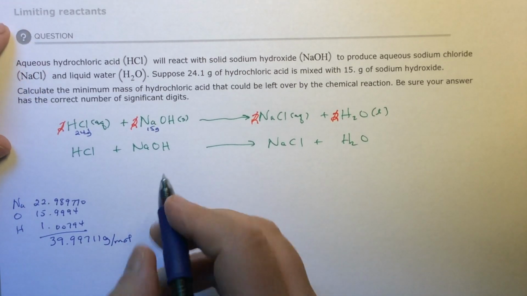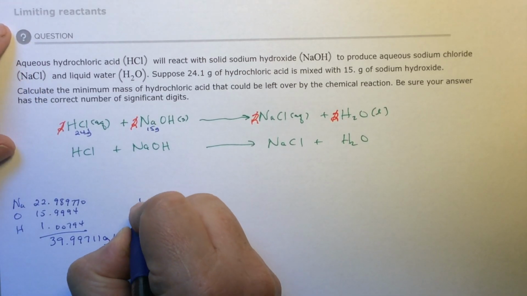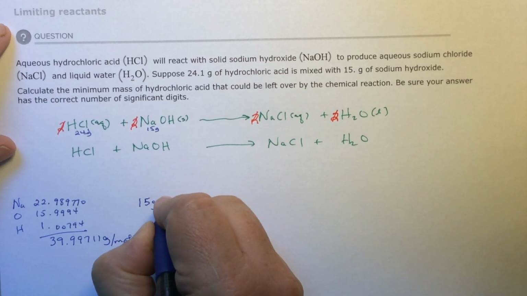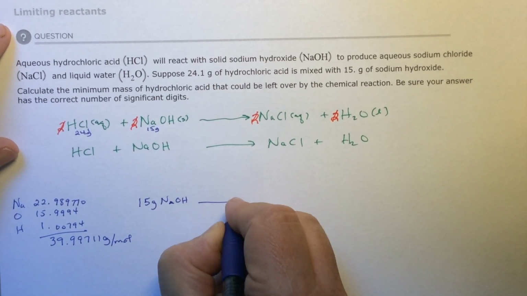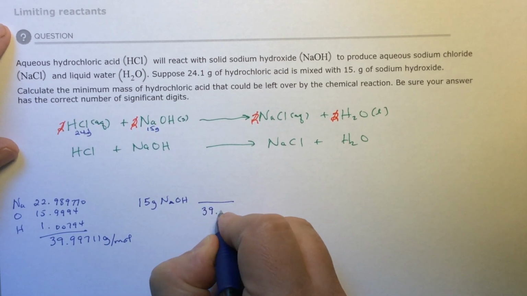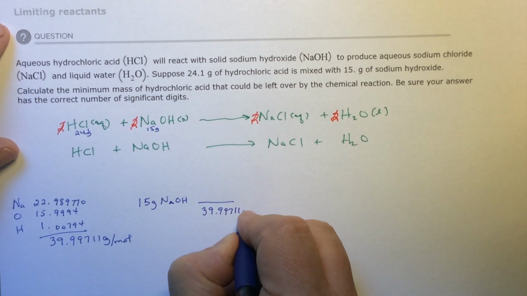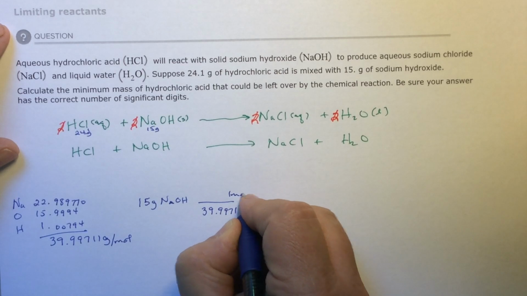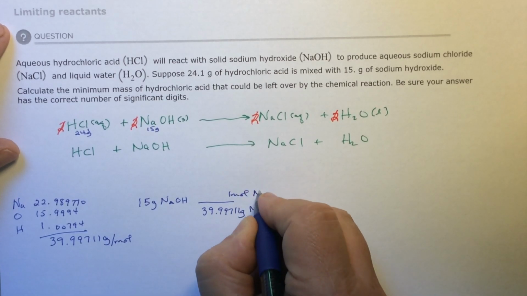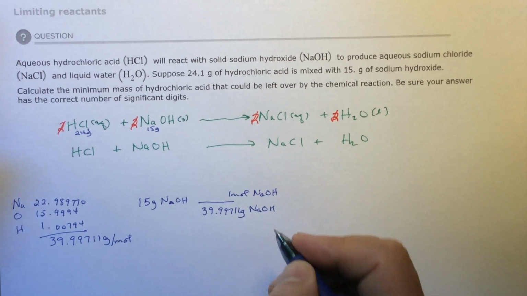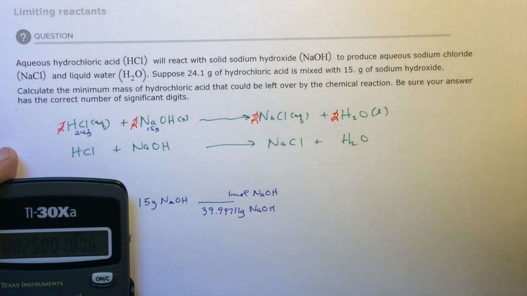Okay, so how much is 15 grams? 15 grams of sodium hydroxide at 39.99711 grams per mole of sodium hydroxide is what?